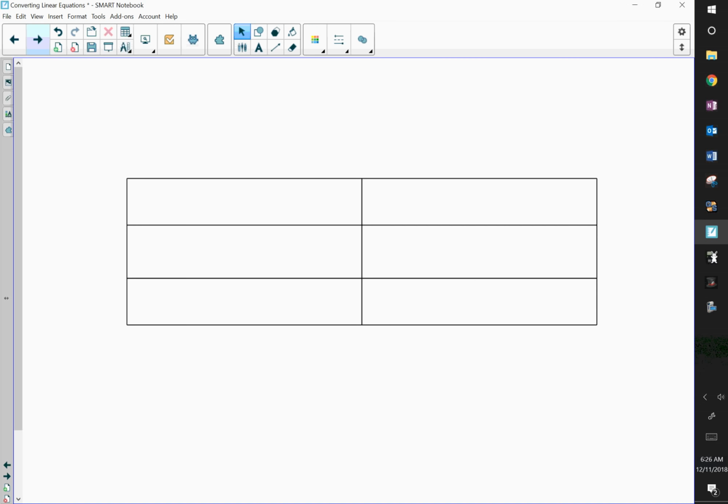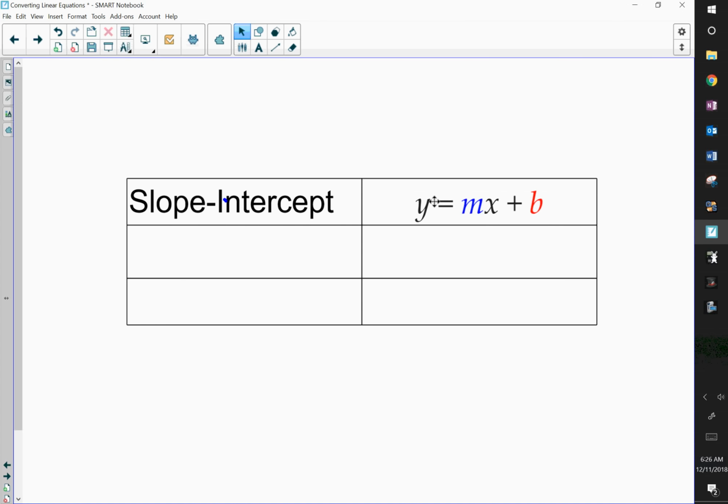So just as a quick review, you know that we've learned the slope-intercept form, and the slope-intercept form looks like this. Y equals mx plus b. M is the slope, b is the beginning point, or the y-intercept. And then we learned the point slope form. That's the form that uses a point and the slope, and it looks like this. Y minus the y coordinate equals m times x minus the x coordinate.